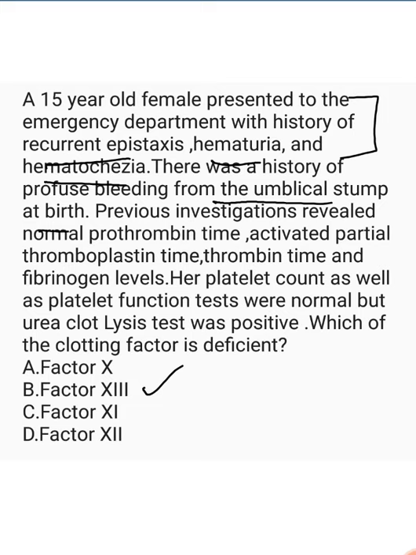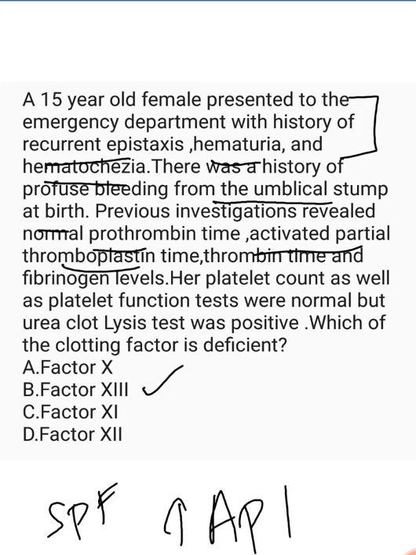Umbilical stump bleeding can also be seen in factor 10 deficiency. But what rules out factor 10 deficiency is the normal prothrombin time and activated partial thromboplastin time. Factor 10, the Stuart-Prower factor, is a vitamin K dependent serine protease, and it is the first enzyme in the common pathway. What you see in factor 10 deficiency is very important: increased activated partial thromboplastin time and prothrombin time. Both will be increased, but here they are absolutely normal, so factor 10 is ruled out.